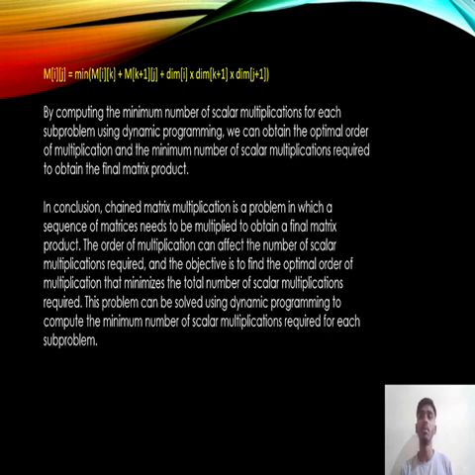By computing the minimum number of scalar multiplications for each subproblem using dynamic programming, we can obtain the optimal order of multiplication and the minimum number of scalar multiplications required to obtain the final matrix product. In conclusion, chain matrix multiplication is a problem in which a sequence of matrices needs to be multiplied to obtain a final matrix product.